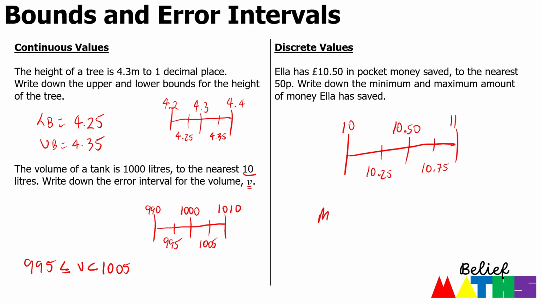So the minimum she has is £10.25, and the maximum she has, and this is the important thing, when it's discrete, and we're talking about people, things, or money, we have to take 1 off the upper bound. So it becomes 10.74, because 75 rounds up and you can't have 74999. It stops at 74, the next one is 75. So because it's a discrete value, you take 1 off at the end.